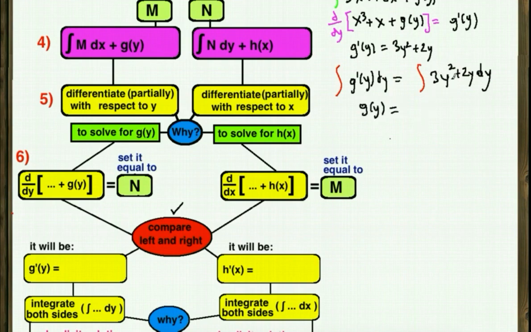And 3y squared: y squared becomes y cubed over 3. The 3's cancel out, so y cubed is left. Plus y, the antiderivative of y is y squared over 2. The 2's cancel, so it becomes y squared here. And some constant k. So be careful not to use c here. Use k, other constants, or you can use c1, c2.